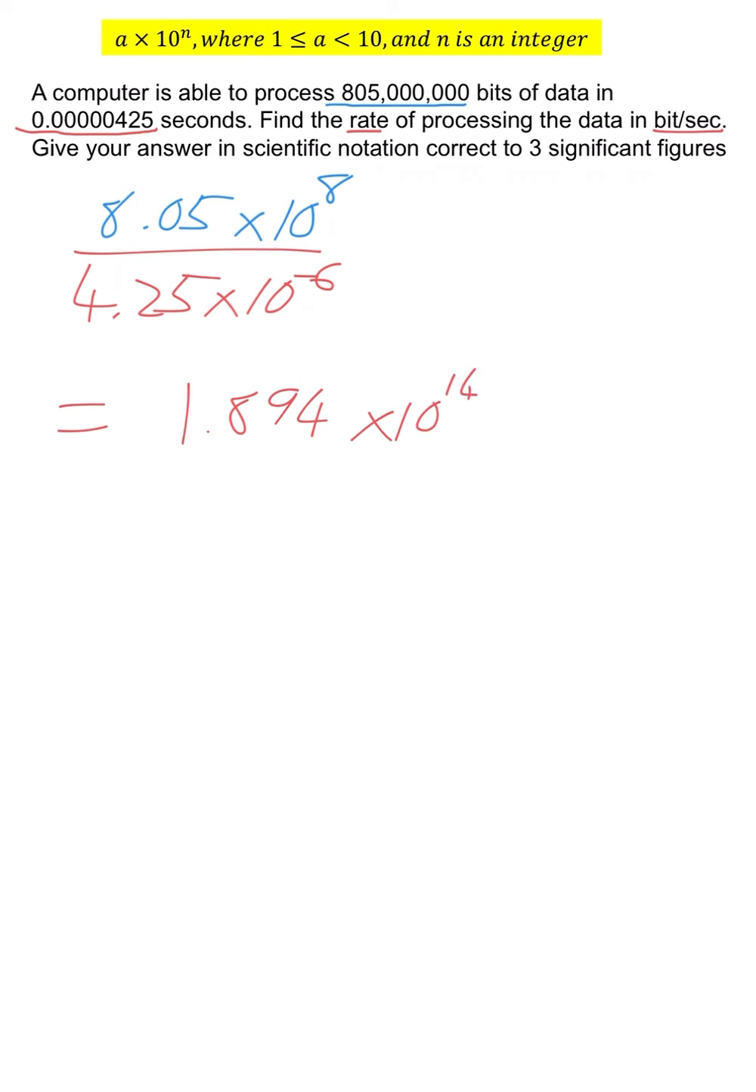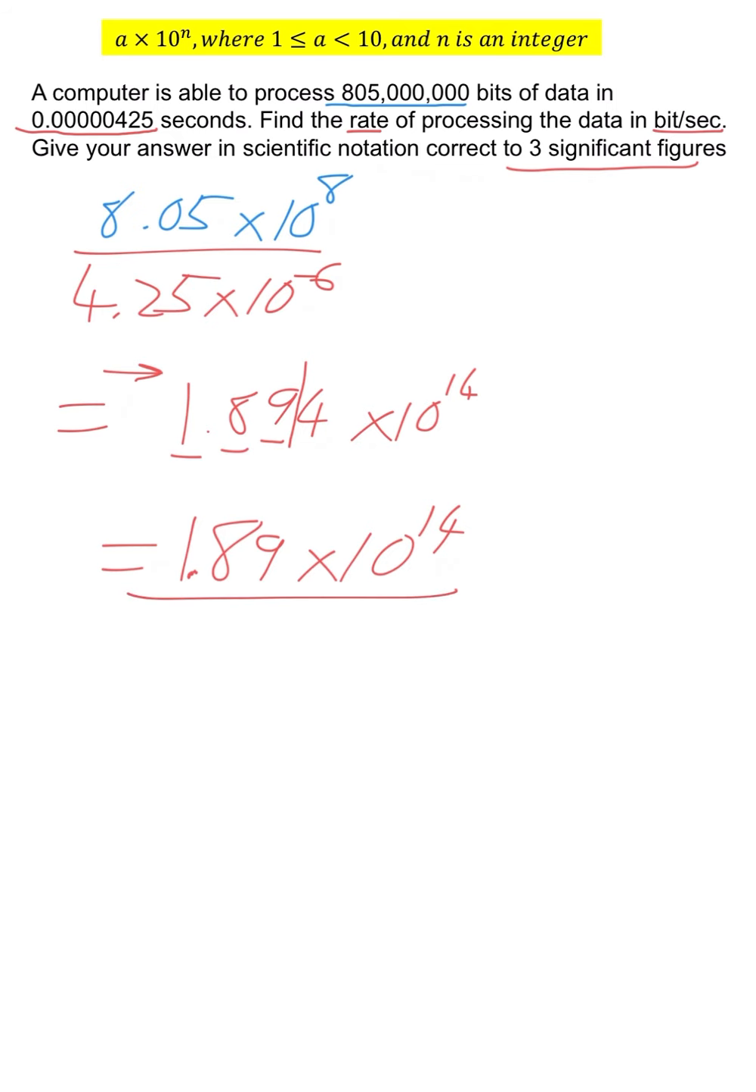And we're also asked to correct to 3 significant figures. So counting in 3 places, 1, 2, 3. We're going to have 1.89 times 10 to the power of 14 as our answer. Remember, with significant figures, you count in always from the left. So here is 3 significant figures going in, 3 places. Look to the number on the right, it's a 4, so we're not rounding up, so it stays as 1.89. And then 1.89 times 10 to the power of 14 is our final answer.